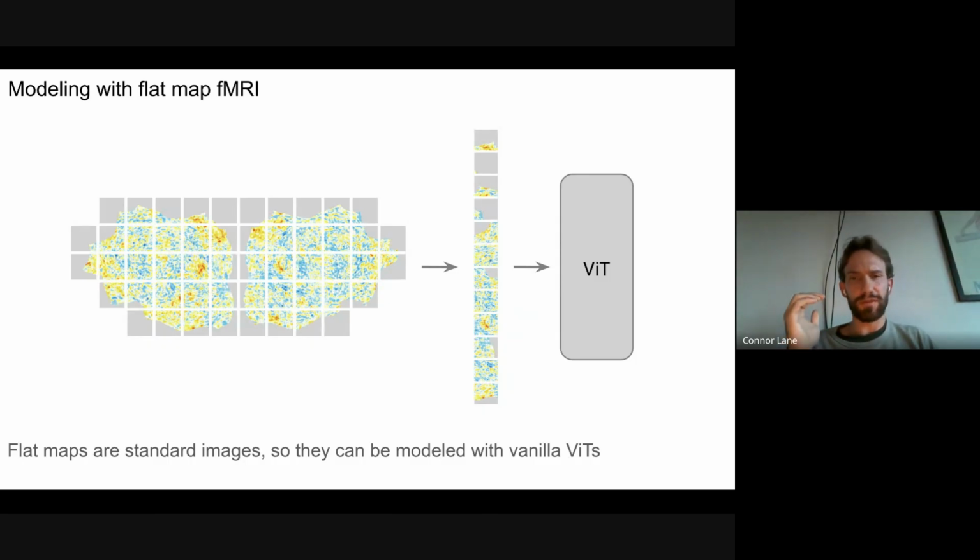To spell this out more, standard vision transformers just need a 2D image, and they patch the image into a sequence of square patches, and then the patches are passed through the vision transformer directly. And because we've rendered the fMRI data down into a regular 2D flat map image, we can now just use vanilla models like vision transformers directly. And this is a key advantage of the current strategy.